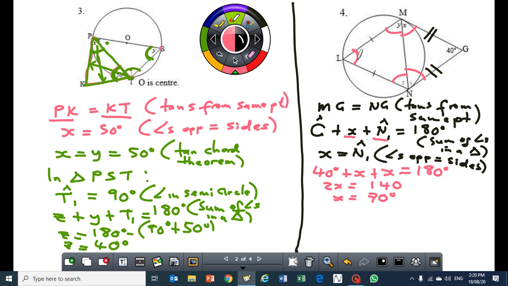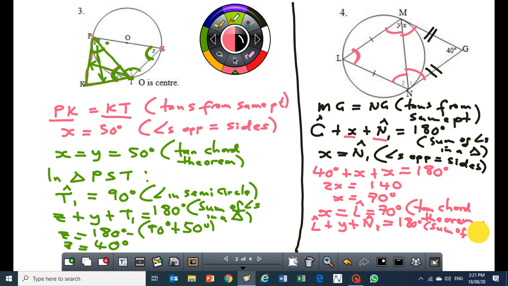Right, so we've got X. So this angle here, we can get it by saying that angle X is equal to angle L, and that's equal to 70 degrees. And that's tan chord theorem. Okay? Then angle Y plus angle N2 plus L will give me 180. So I'll say angle L plus Y plus N2 is equal to 180. That's sum of angles in a triangle.